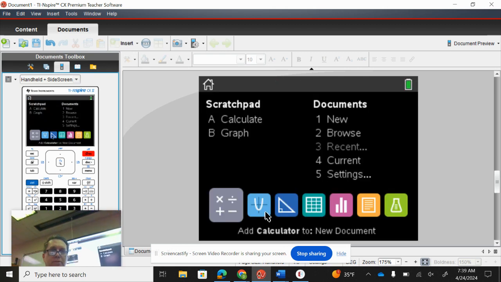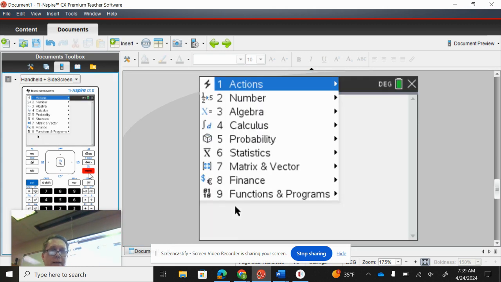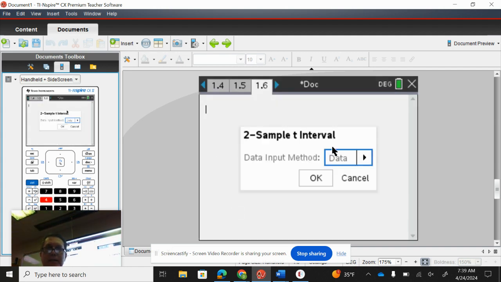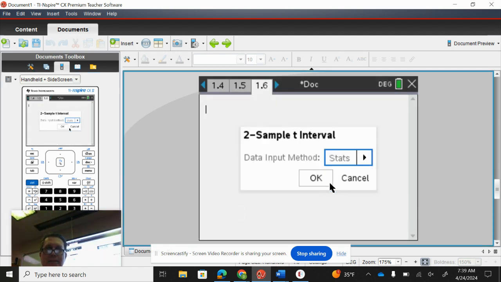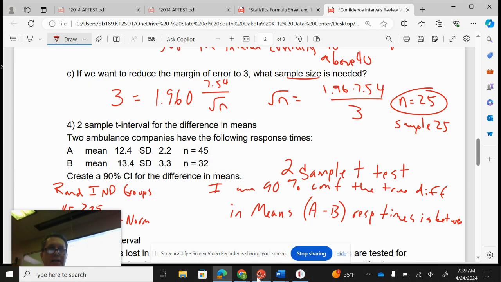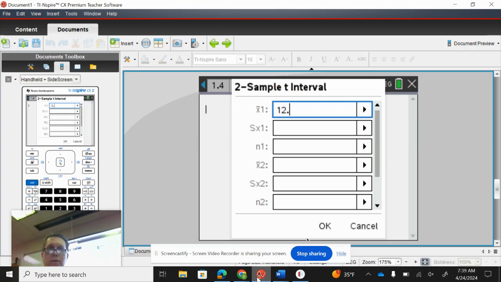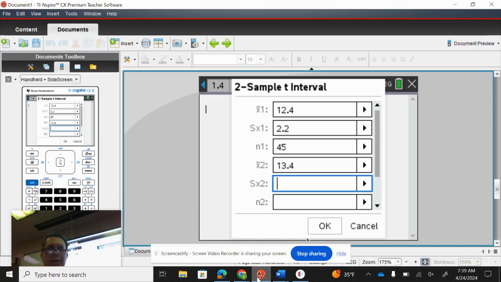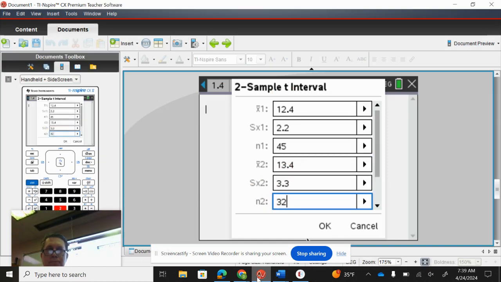Okay, so we have to jump in here. Menu 6, number 4, the 2 sample t-interval. This time we have the stats. And what's the difference? You didn't type anything into a list. So we've got to get that in: 12.4, 2.2, 45, 13.4, 3.3, and 32. And we wanted 90 or 95, 90.